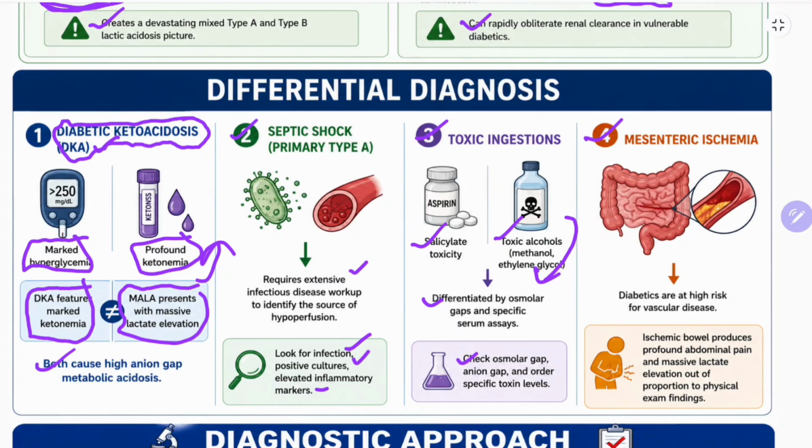Fourth is mesenteric ischemia. Diabetics are at high risk for vascular disease. Ischemic bowel produces profound abdominal pain and massive lactate elevation out of proportion to physical examination findings. So abdominal pain along with, because of mesenteric ischemia, there will be an enormous amount of lactic acid production. So that we need to differentiate. It can be mesenteric ischemia also in type 2 diabetes mellitus. These are the four things we need to differentiate.